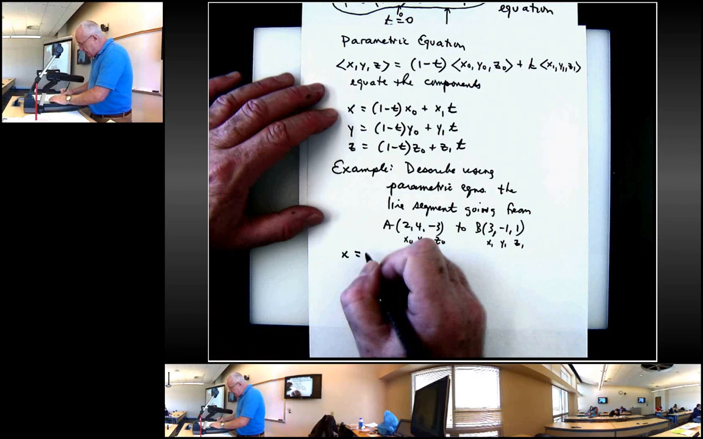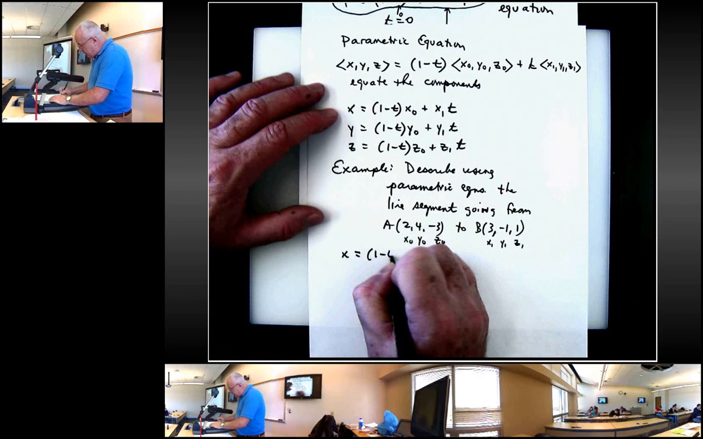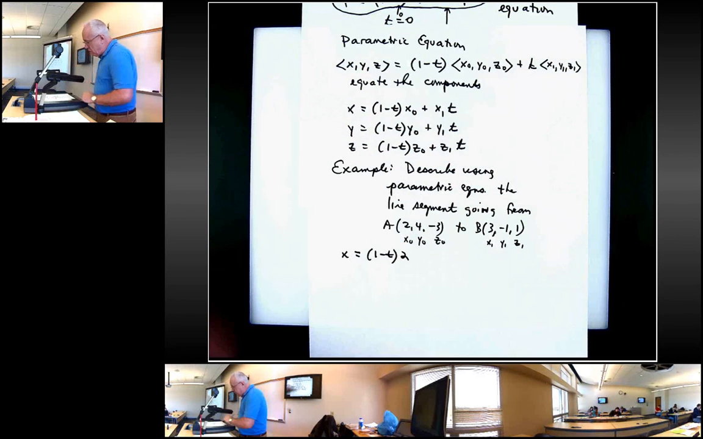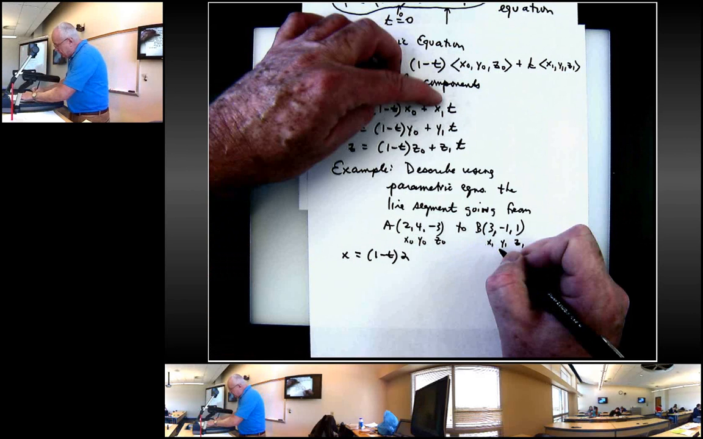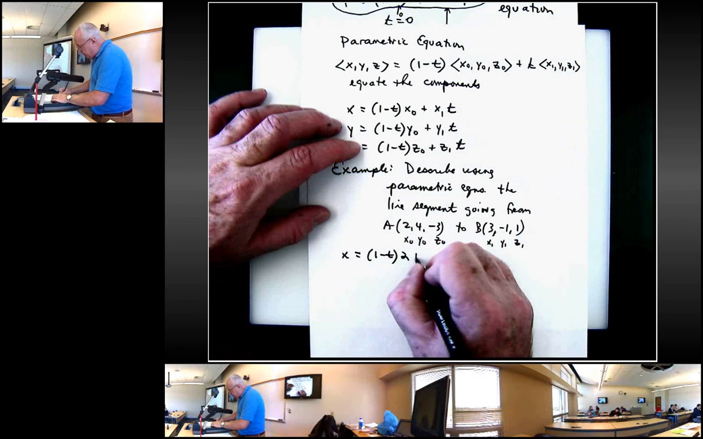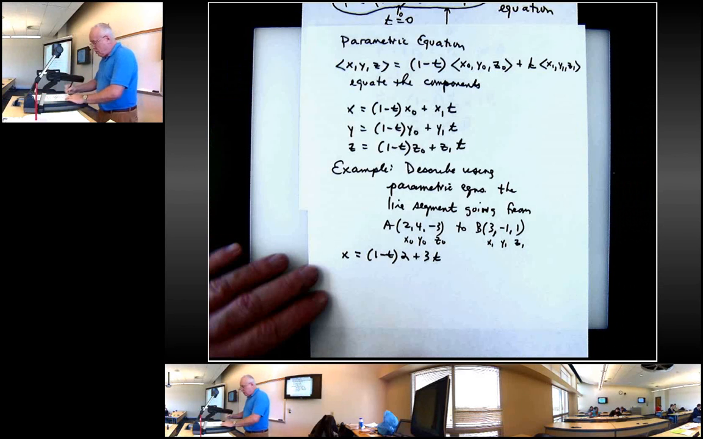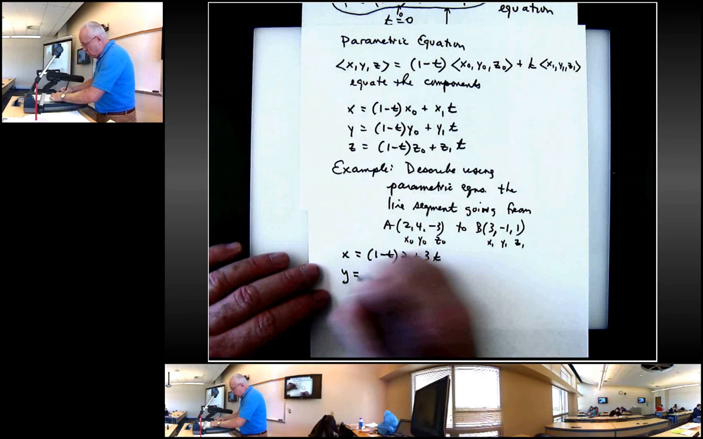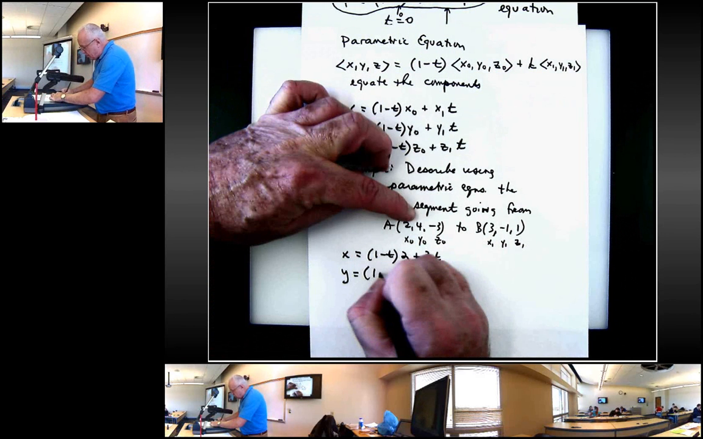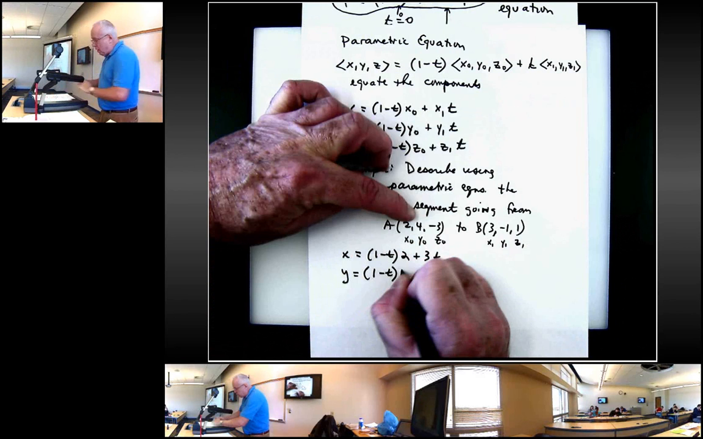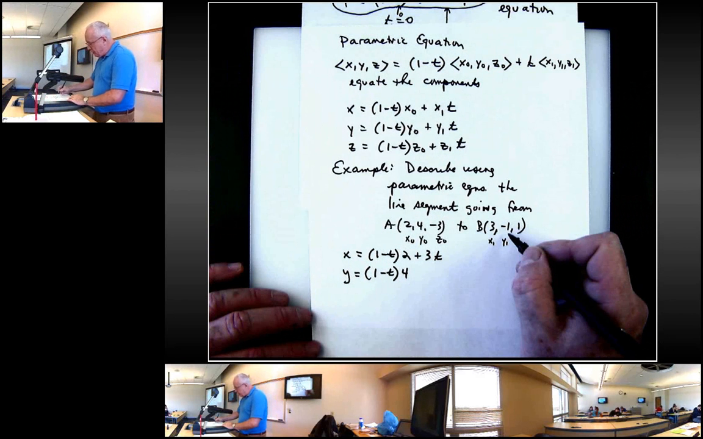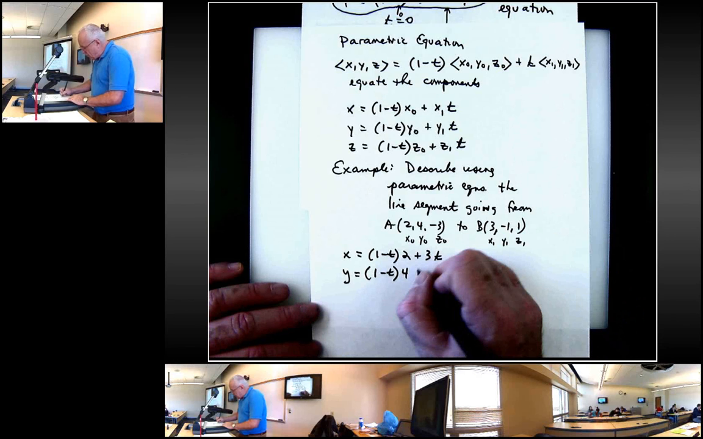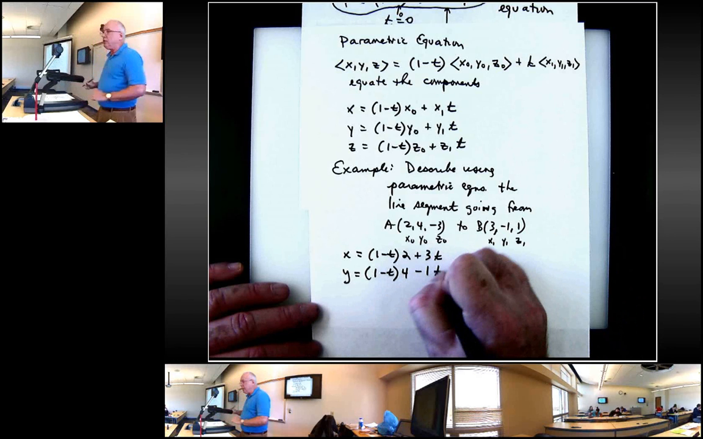So we have x is equal to 1 minus t times 2, that's our x naught, plus, and our x1 is 3, so plus 3 times t. Y equals, or y naught is 4, so it's 1 minus t times y naught, and then our y1 is minus 1, so minus 1 times t, or just minus t.